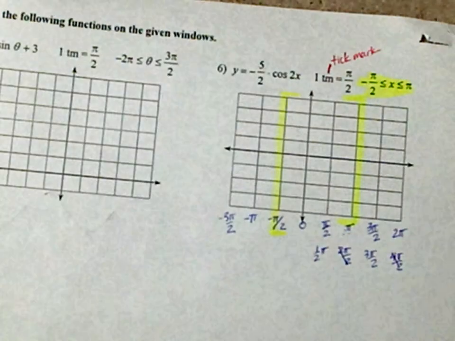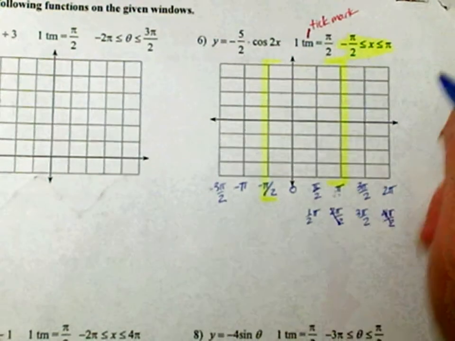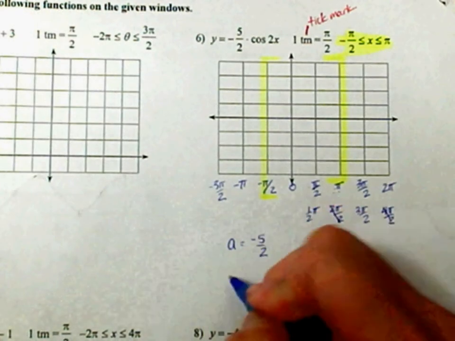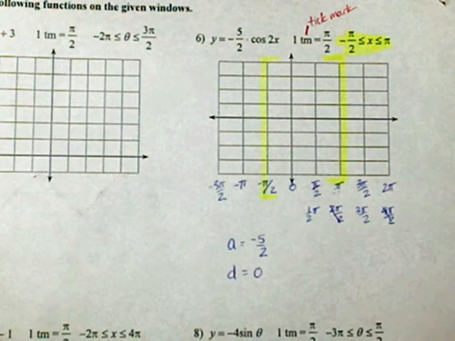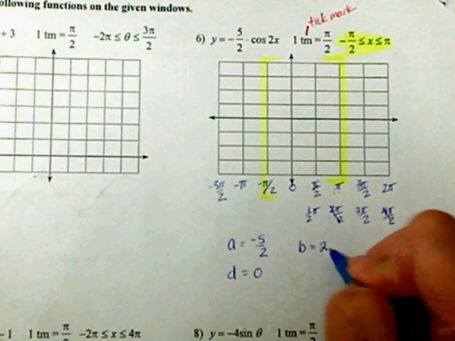So let's go find out what we know. Okay? Your A is negative 5 over 2. You do not have a D, so your D is 0. Your B is 2. So let's see our periods. What's it going to look like?